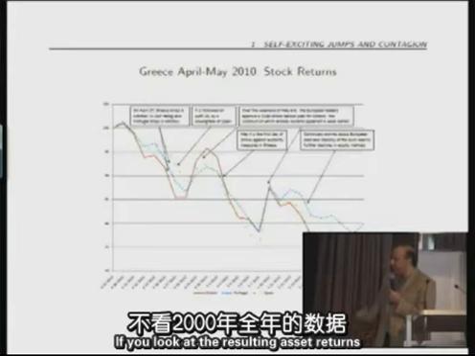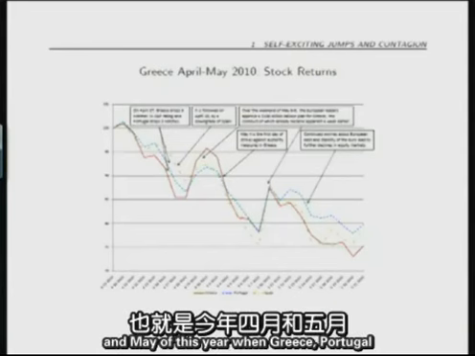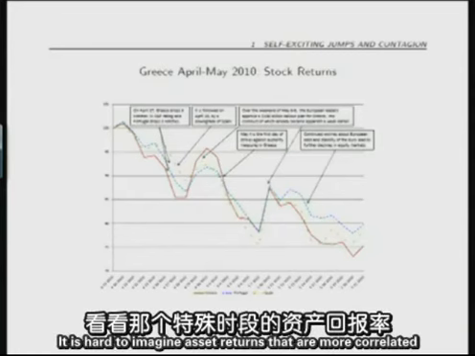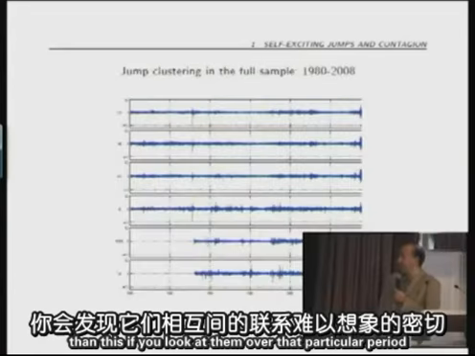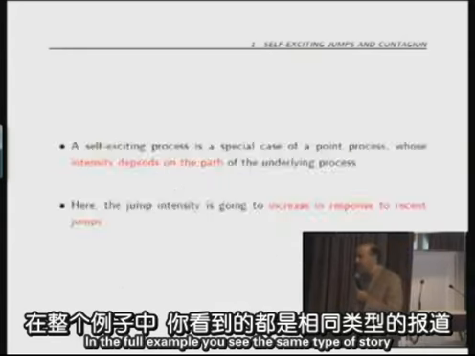And if you look at the resulting asset returns, this is now not the full period from 2000, but just April and May of this year when Greece, Portugal, and Spain were very much in the news. It's hard to imagine asset returns that are more correlated than this over that particular period. Okay, in the full sample, you see the same type of story.